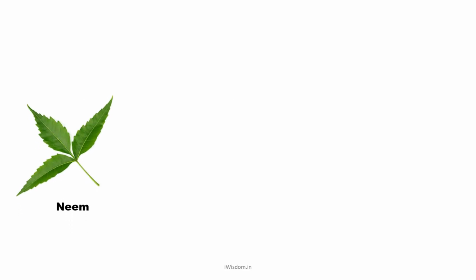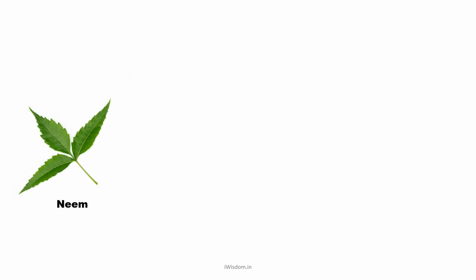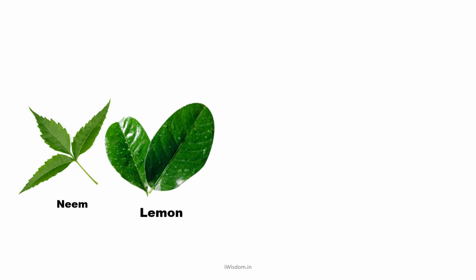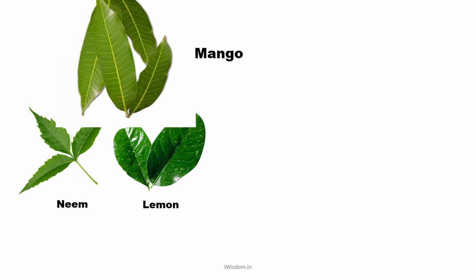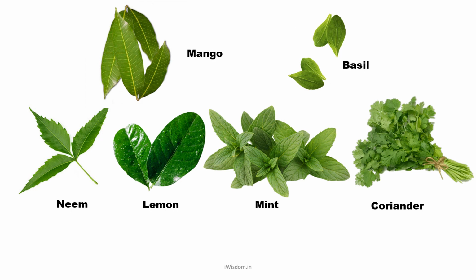Neem leaves have a very bitter taste and a garlic-like smell. Lemon leaves have aromatic foliage with a lemon scent. Mango leaves smell very close to sour mango and give you a hint of its flavor. Mint, basil, and coriander are aromatic plants and are used in cooking and for medicinal purposes.